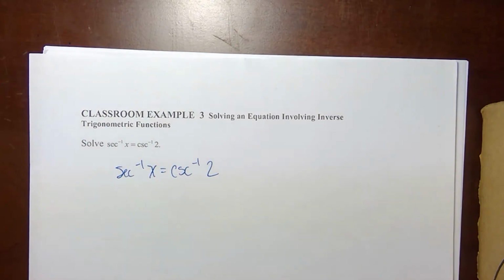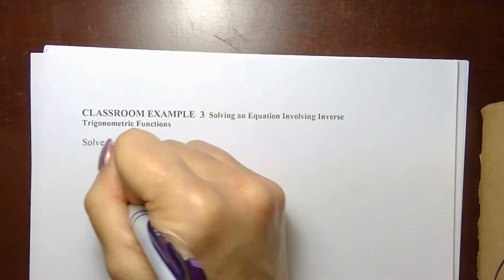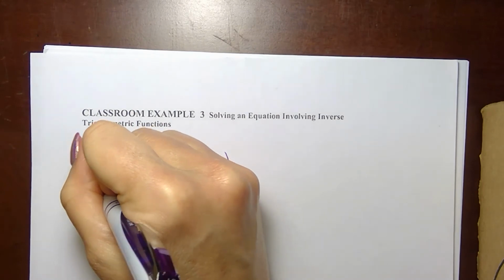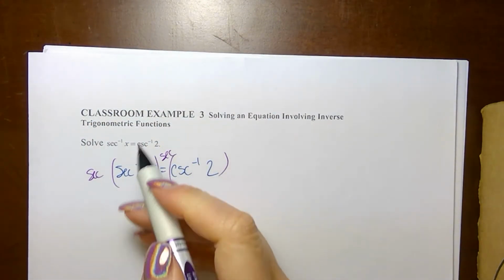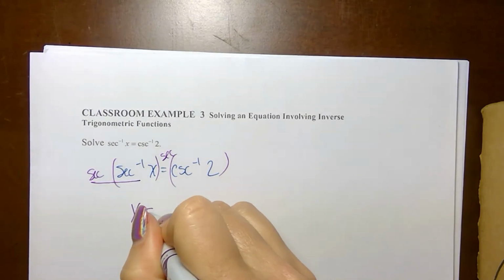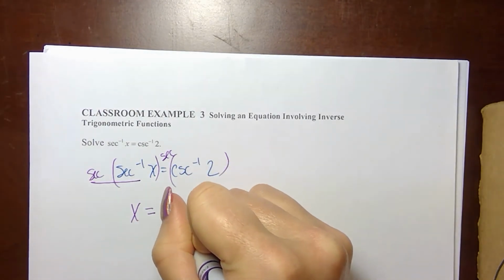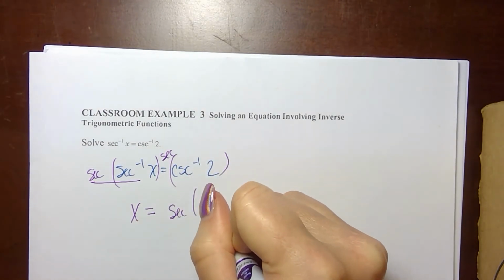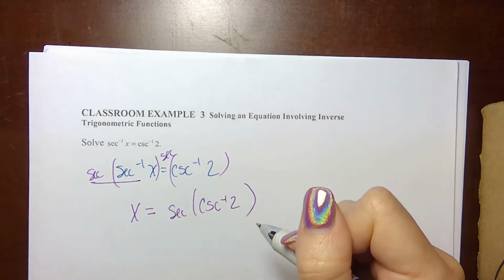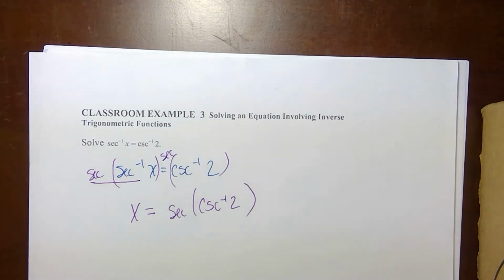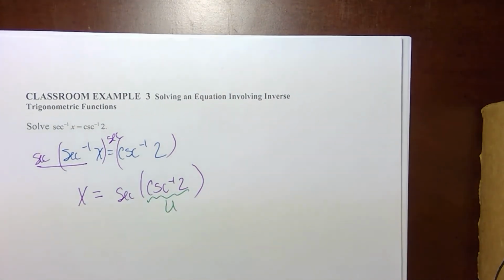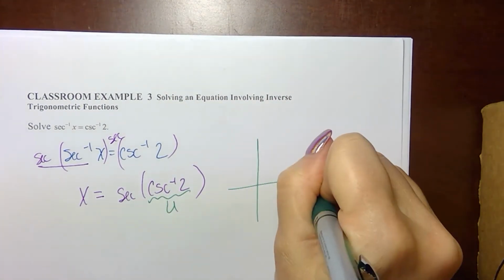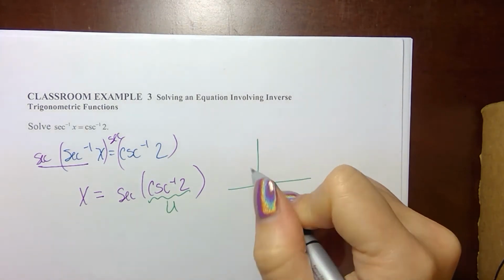So what I need to take care of is that secant inverse. So I'm going to take the secant of both sides. When I take the secant of both sides, this left side leaves me with x. And on the right, I'm interested in the secant of this angle whose cosecant function value is 2. Well, this is just some angle. I'm going to label this angle u.